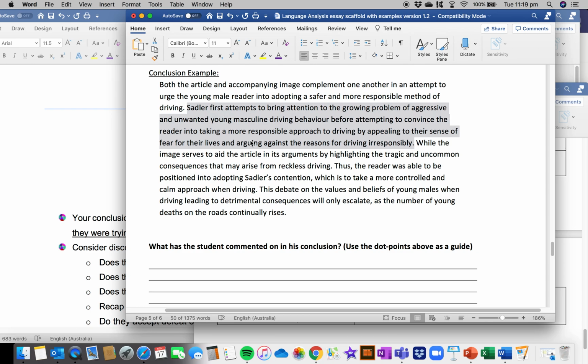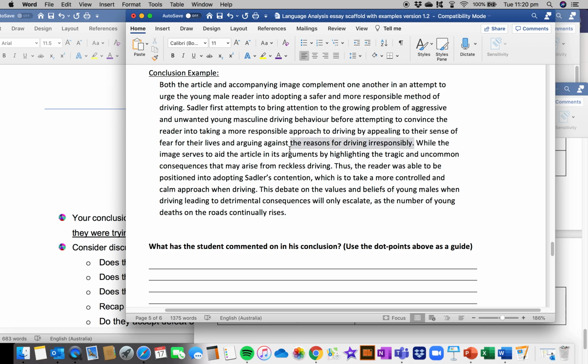Right now, this person is actually outlining the arguments that Sadler gives in the article that they're analyzing. So you'll see here the first argument is bringing attention to the growing problem. Okay, so using statistics, perhaps using personal stories, and then trying to convince the reader to take a responsible approach by appealing to their sense of fear for their lives. So actually, that's another technique they're using, a sense of fear actually as a way to get the reader to think, oh my goodness, I need to do something about this in my own life.